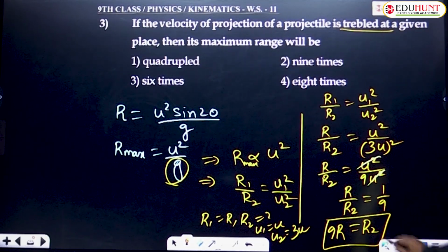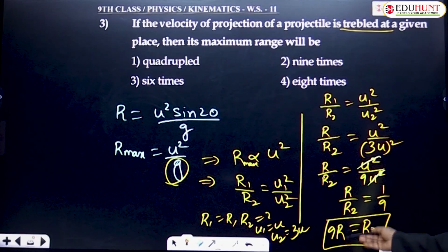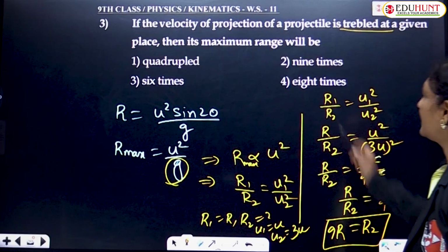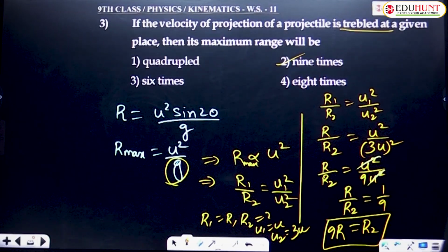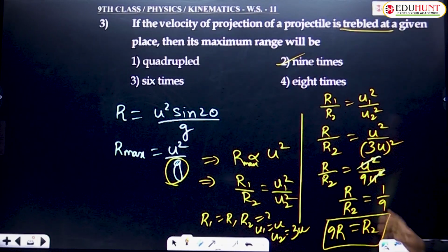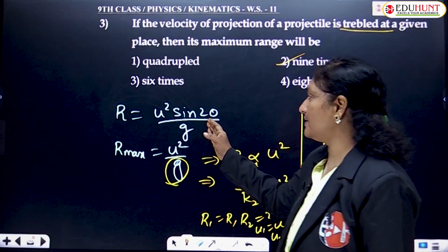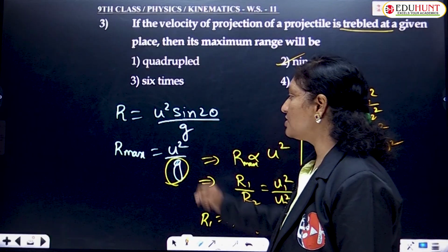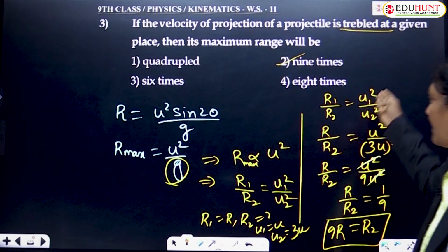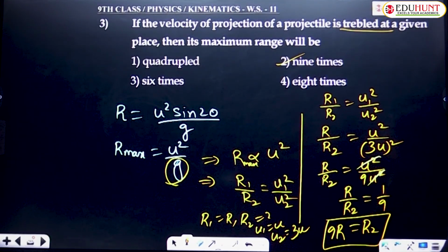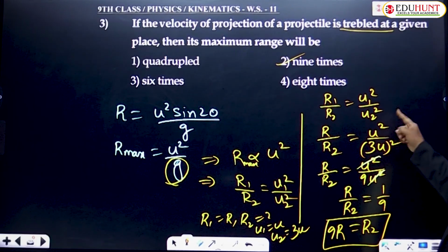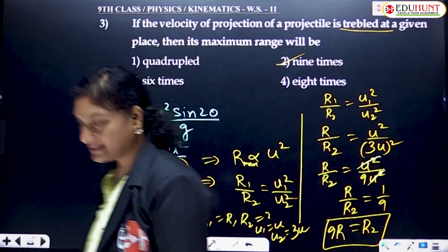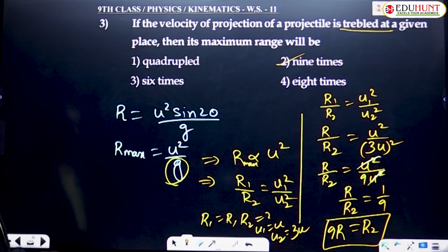So what happened? The new range will become 9 times the previous range. So how many times? It becomes 9 times. Is that clear, children? So the simple formula for r is u square sine 2 theta by g. Maximum range is u square by g. Since g is constant, what we compare is r1 by r2 equals u1 by u2 whole square. u1 is given as u, and u2 is given as 3u, whole square. Simplify, you get the new range as 9 times the previous range.